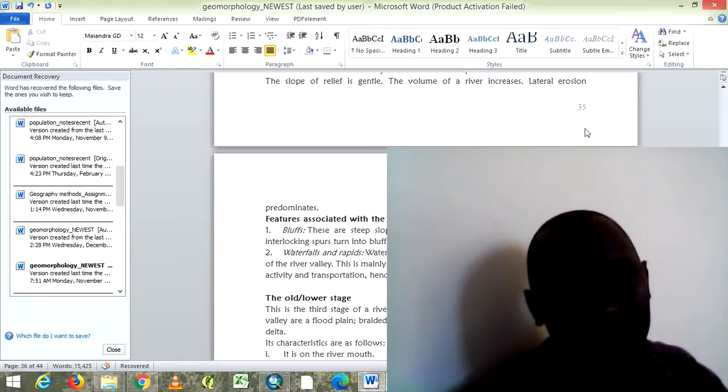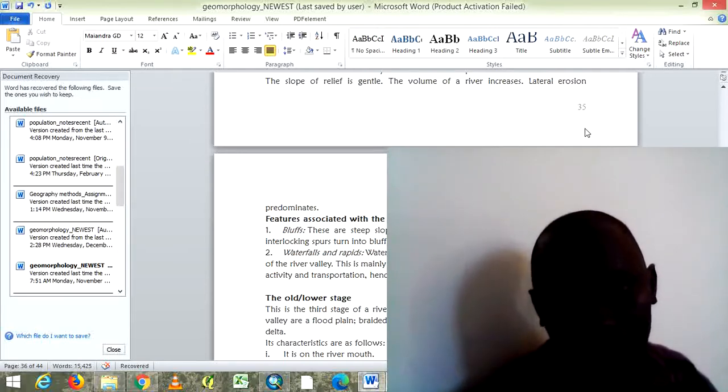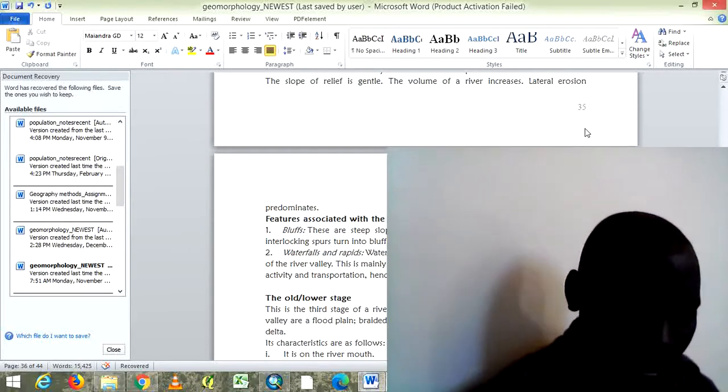The second feature are waterfalls and rapids. These are also formed in the middle stage of the river and mainly caused by river rejuvenation. All of us know what river rejuvenation is. I may not go into that, but when the river renews its erosive power, it can again acquire a new level of gradient. You know well this one can be a result of uplift or downward, so eventually the river attains a new level and then waterfalls and rapids are formed.